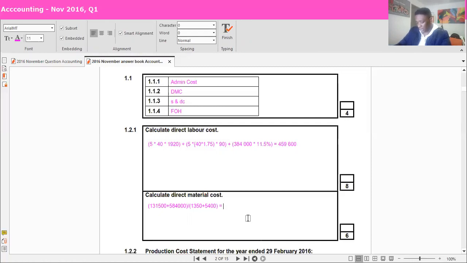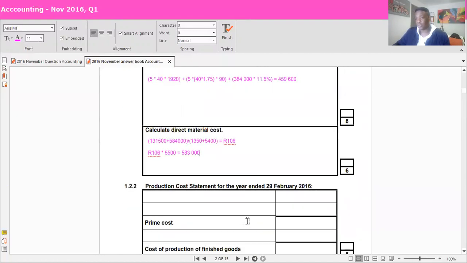And then what you get there at the end of the day is a weighted average cost of 106. And then once you have the weighted average cost of 106, you say 106 multiplied by 5,500 units of fabric, and that will give you an amount of 583,000. It's practice, but I'm sure this one has been easy so far.